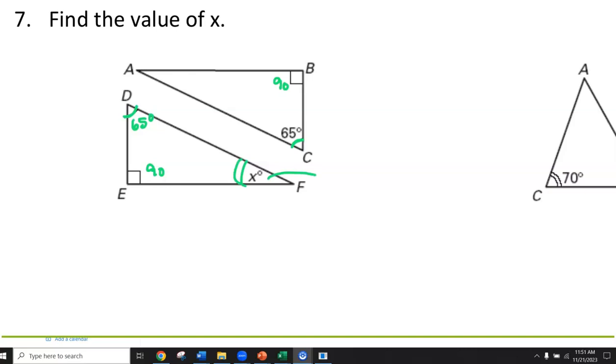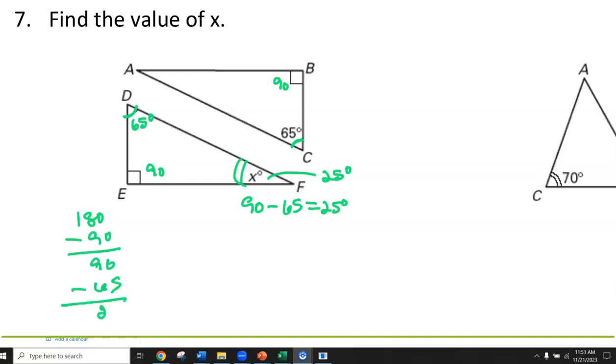So this is going to be 25 degrees. And I got that by saying 90 minus 65 equals 25 degrees. What else could I have done? I could have said 180 minus 90 is 90, minus 65 is 25, and be done there. Notice that angle A has to be the same. So this is also 25 degrees, and we are done.